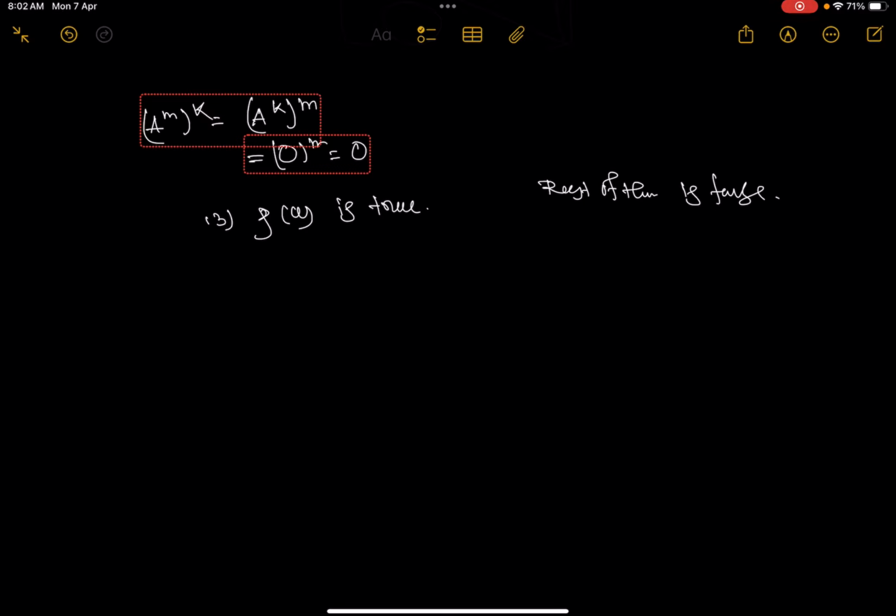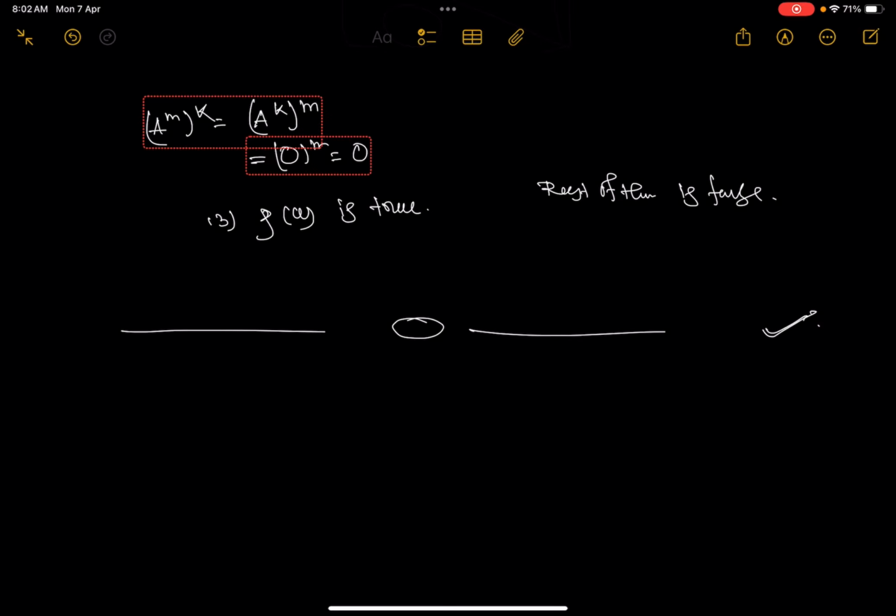These are all the problems. Also there are so many problems that happen in the matrix. Okay, thank you.